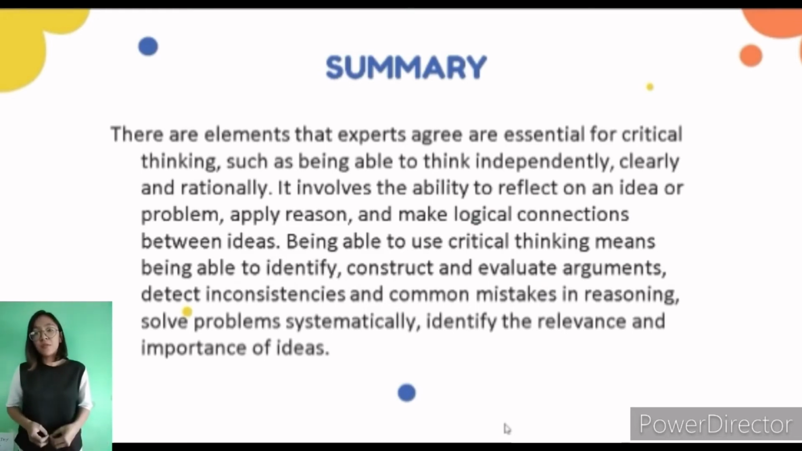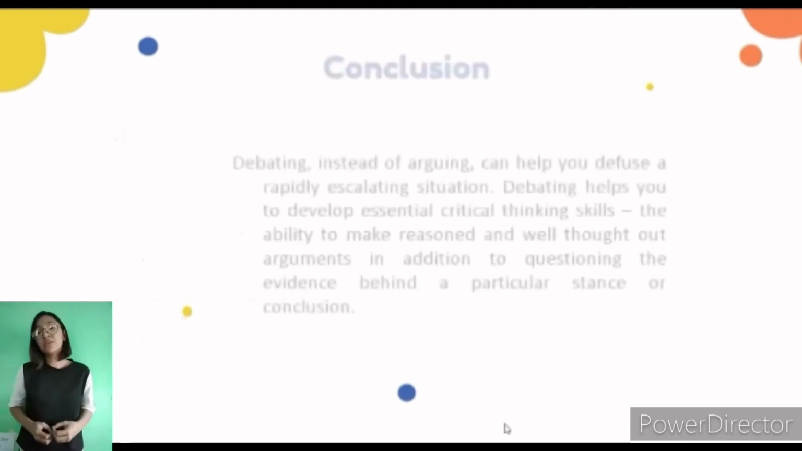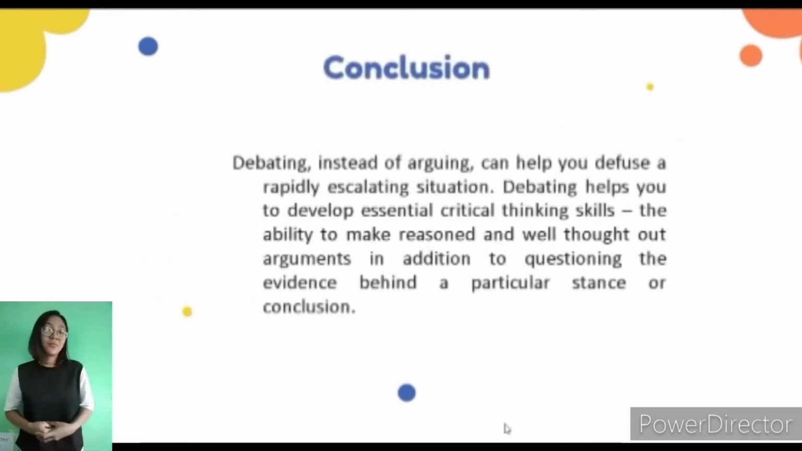So, in summary, there are elements that experts agree are essential for critical thinking, such as being able to think independently, clearly, and rationally. It involves the ability to reflect on an idea or problem, apply reason, and make logical connections between ideas. And being able to use critical thinking means being able to identify, construct, and evaluate arguments, detect inconsistencies and common mistakes in reasoning, solve problems systematically, and identify the relevance and importance of ideas.